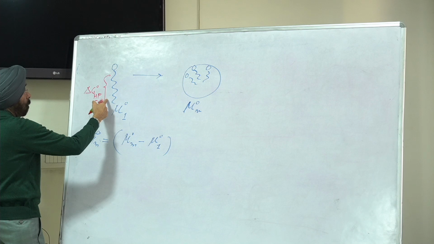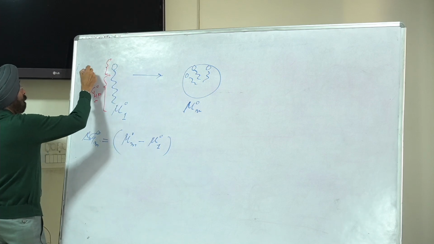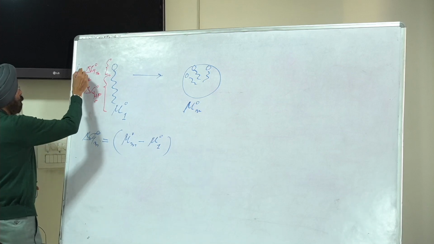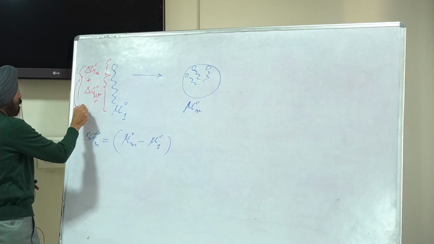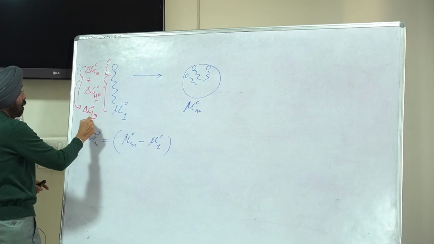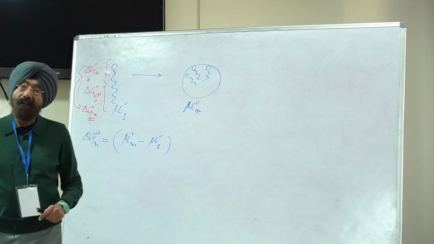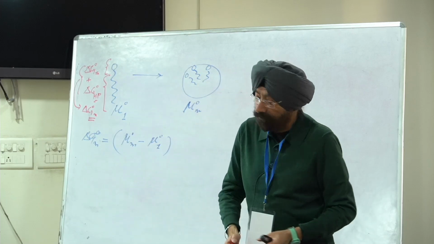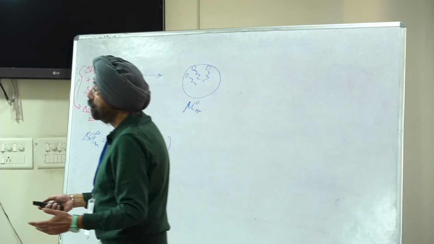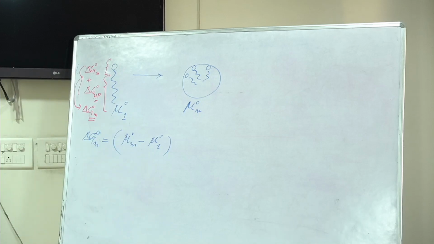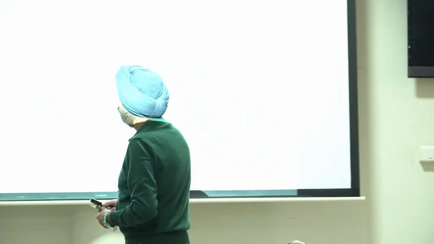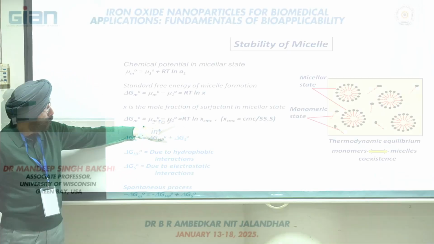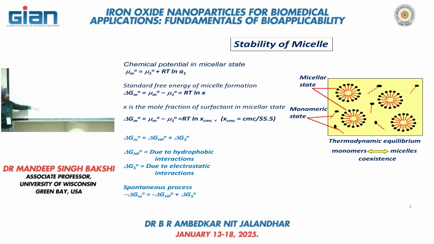HB represents the non-polar part and delta G S is the polar part. If I add these two, I have delta G of micelle formation. So therefore I can split the micelle formation free energy into the hydrophobic free energy contribution and the hydrophilic free energy contribution. You could see here I have defined due to the hydrophobic interaction and due to the electrostatic interaction.